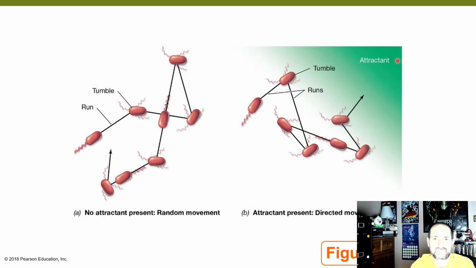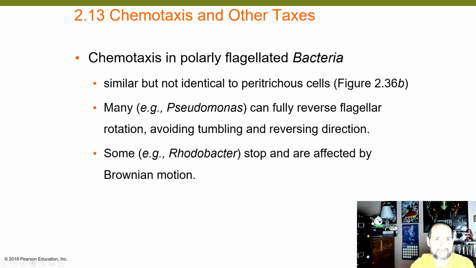However, if there is an attractant, like let's say there's sugar out here or something tasty, the bacterium will still run and tumble, but eventually it will make its way towards the attractant. Does that make sense? So you're still running and tumbling, and at times it does look like you're getting away from the attractant, but you soon change course, and your net migration is a directed movement towards the attractant. Okay.